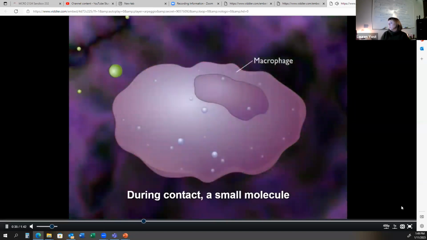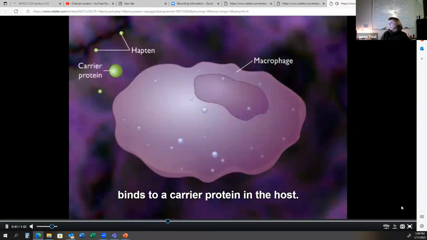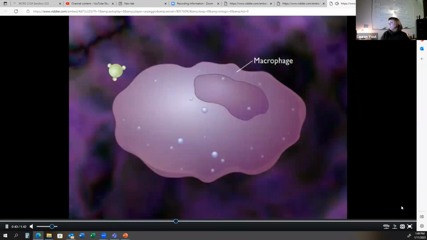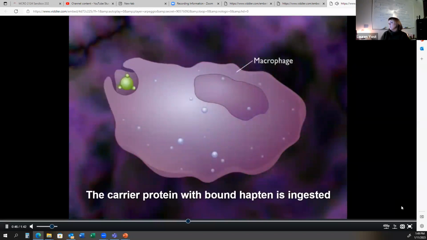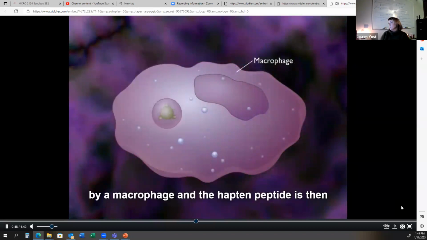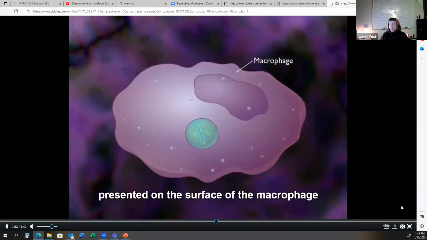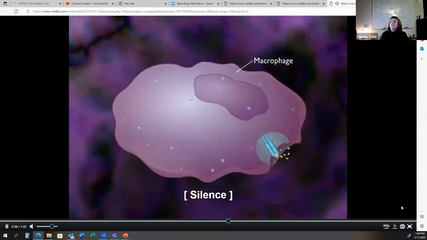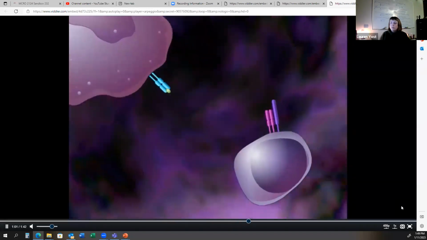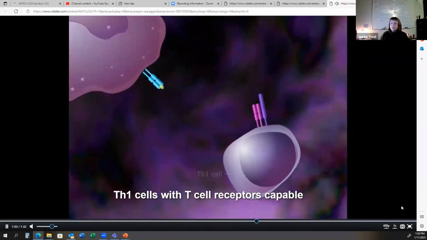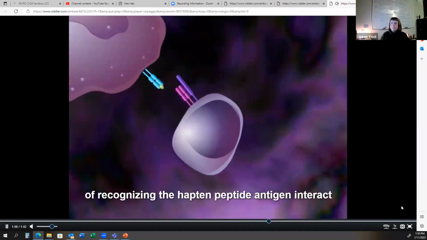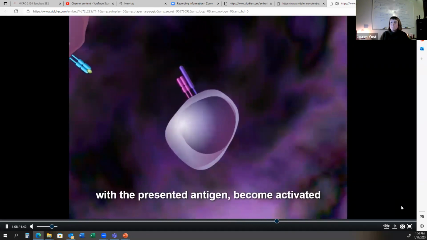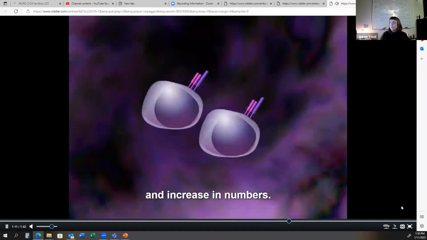During contact, a small molecule from the plant, called a hapten, binds to a carrier protein in the host. The carrier protein with bound hapten is ingested by a macrophage, and the hapten peptide is then presented on the surface of the macrophage on a class II MHC. Th1 cells with T cell receptors capable of recognizing the hapten peptide antigen interact with the presented antigen, become activated, and increase in numbers.